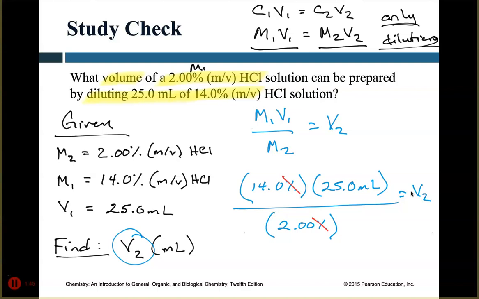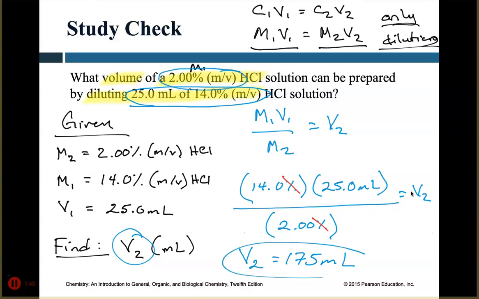14 times 25 divided by 2. V2 is 175 milliliters. What is that telling me? Well, that's saying if I took all of this solution here, the 25 mils of 14%, and then diluted all of it to 2%, well, that final volume would be 175 mils. And that makes sense. As my volume increases, so I'm going from 25 to 175, you'd expect the concentration to decrease. It's the same amount of stuff, just in a bigger volume.